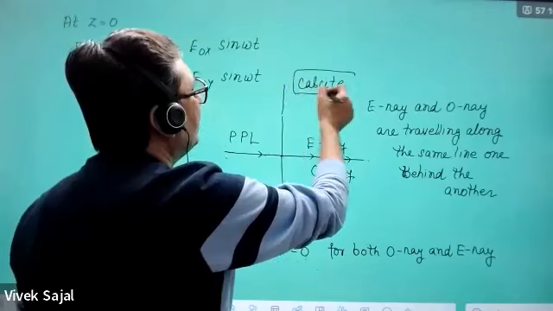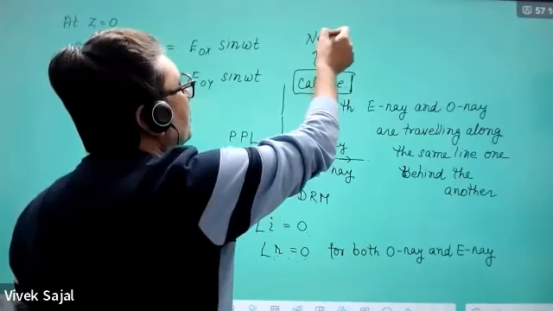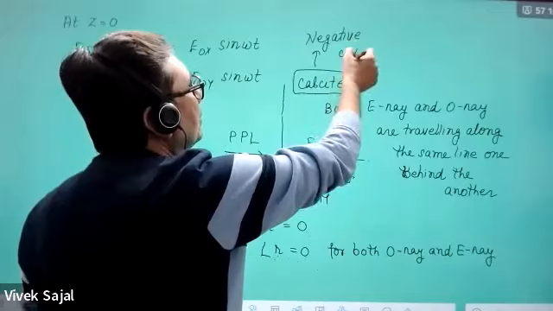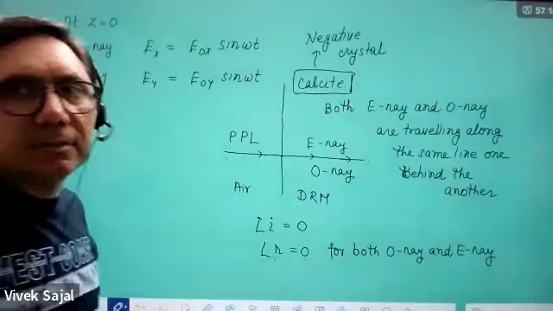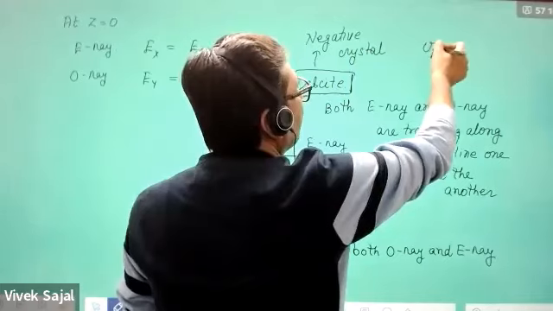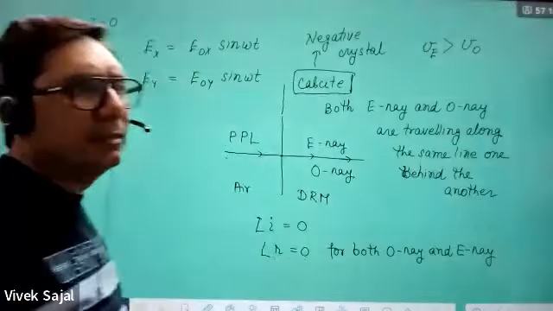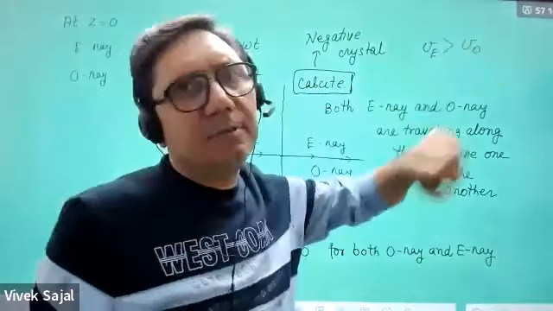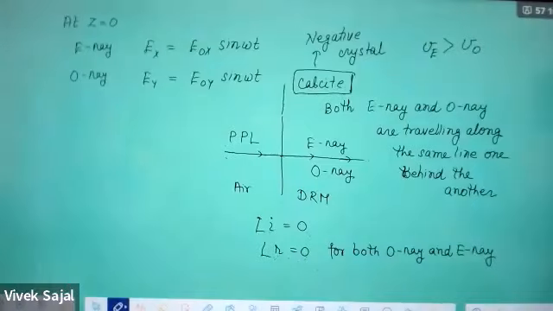Calcite crystal. And you are aware calcite crystal is a negative crystal. ठीक है ना? This is a negative crystal. What is the meaning of negative crystal? Means where the speed of the extraordinary light will be greater than the speed of ordinary light. ठीक है ना? Is it clear? Yes. Sir.